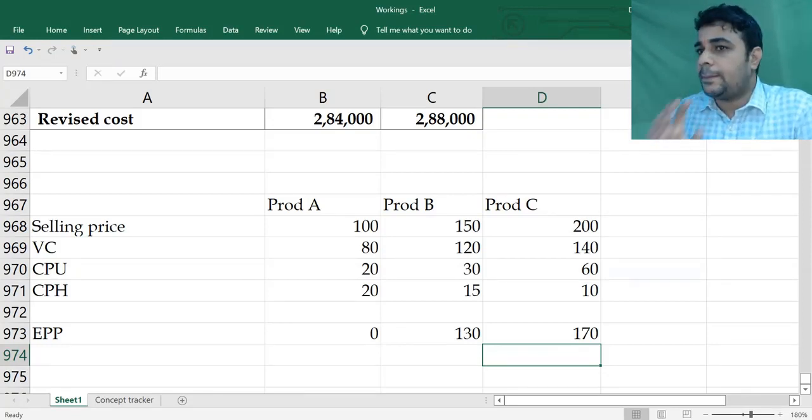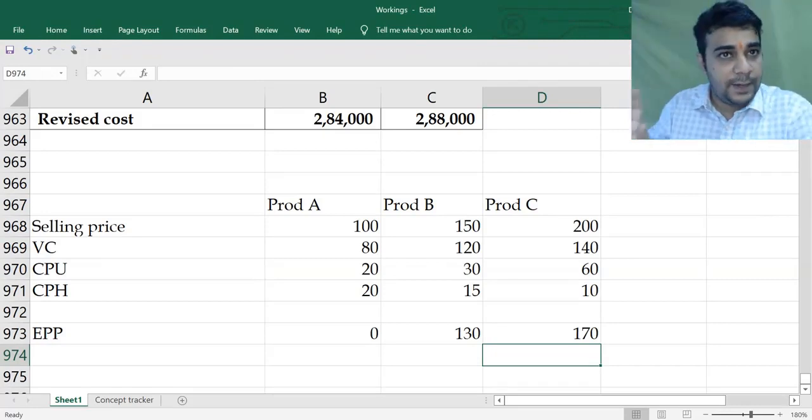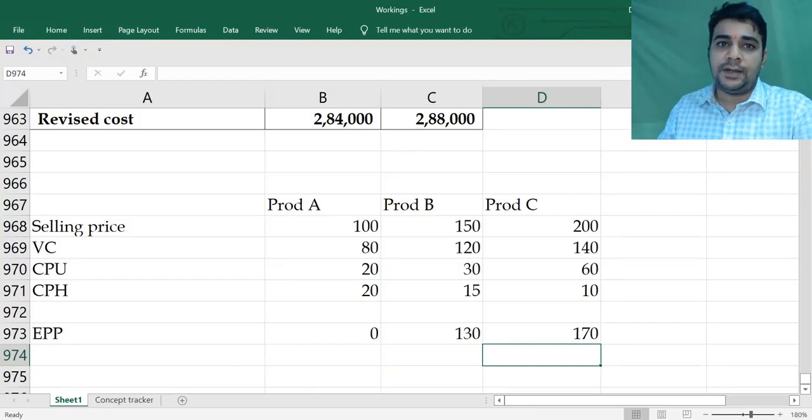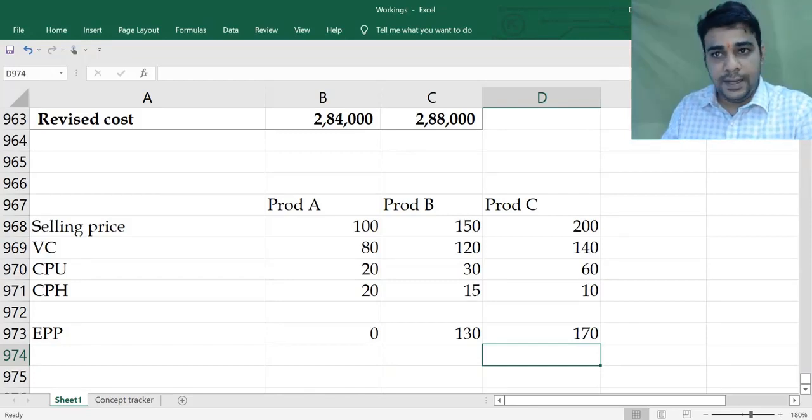Would you want to make or buy this product? Ignoring relevant factor, limiting factor and all. Your cost of making is 120, 140, variable cost. Purchase price is 130, 170. Do you want to make the product or buy the product? Make the product. Okay, now all this is done.